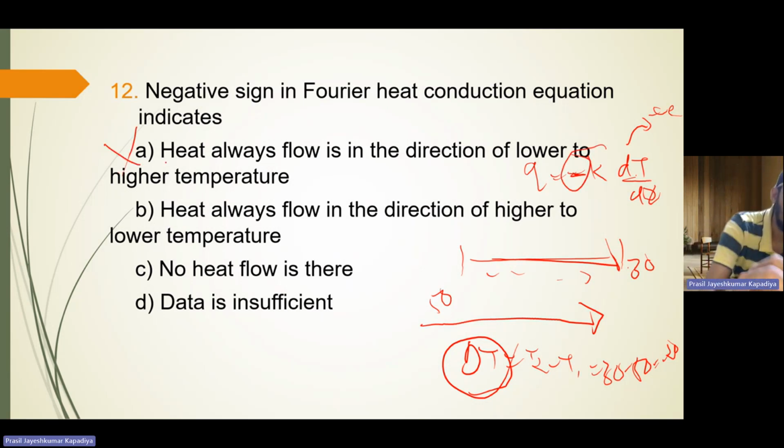So this is wrong. This can never be true that heat is flowing from lower to higher temperature. Option B is heat always flows in the direction of higher to lower temperature. This makes all physical sense. Option C is there is no heat flow. So this cannot be true. So the correct answer is heat always flows in the direction of higher to lower temperature.